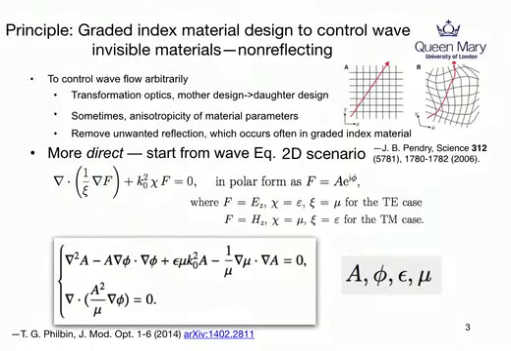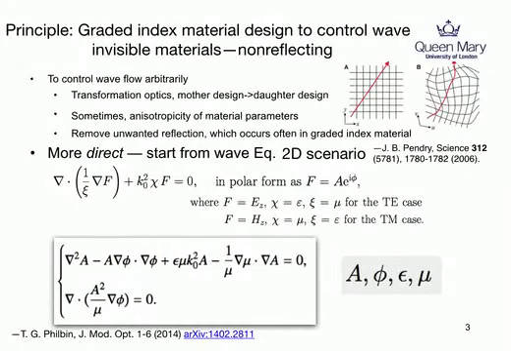In principle, we use the graded index material, which is isotropic. There are three reasons to consider this. 1. Transformation optics requires a mass design to start with. Sometimes this mass design is not available. 2. Anisotropic material could be difficult to manufacture. 3. We want to remove the unwanted reflection for certain incidents.